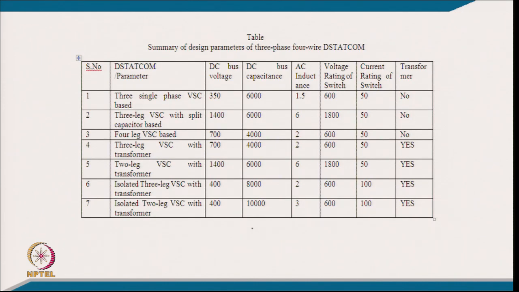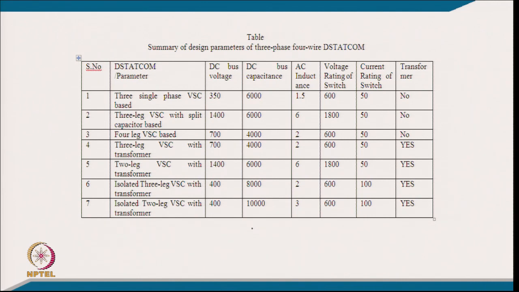So, this is the summary table of the design for the three phase four wire StatCom, the different topologies, around seven topologies corresponding to the same rating. You can find that typically the DC link voltage here is around 350 with DC capacitance 6000 microfarad and AC inductance of 1.5 millihenry, and this is the three single phase based one, with a current rating of 650 ampere, and of course, no transformer.